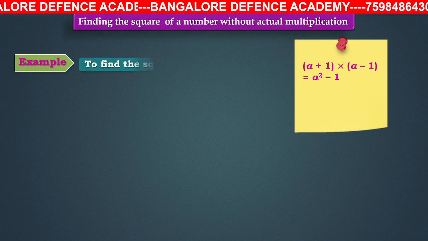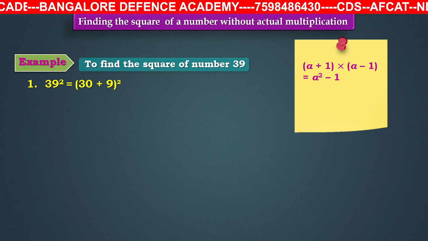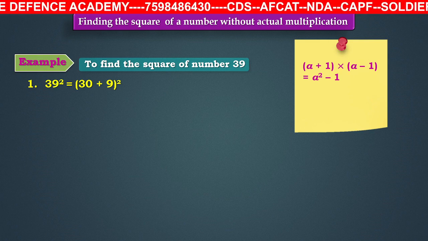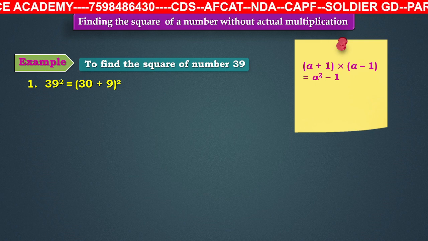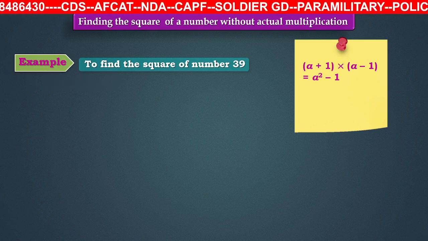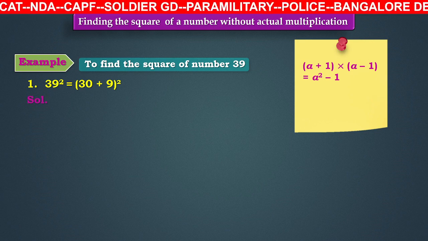Next, finding the square of a number without actual multiplication. So here this is the formula to find the square of 39. I'm going to use the formula a plus b the whole square. The formula is a square plus 2ab plus b square. So the number 39, look at this carefully now. 39 can be written as 30 plus 9. Yes or no? 39 can be written as 30 plus 9.